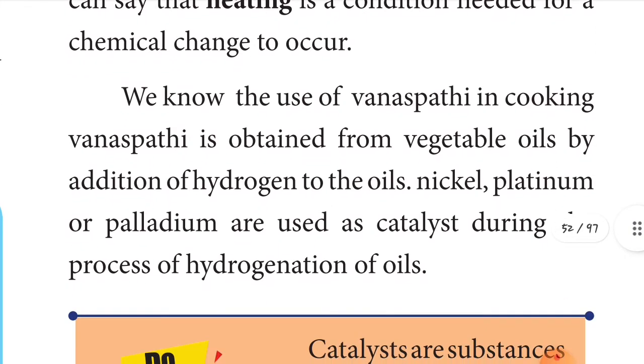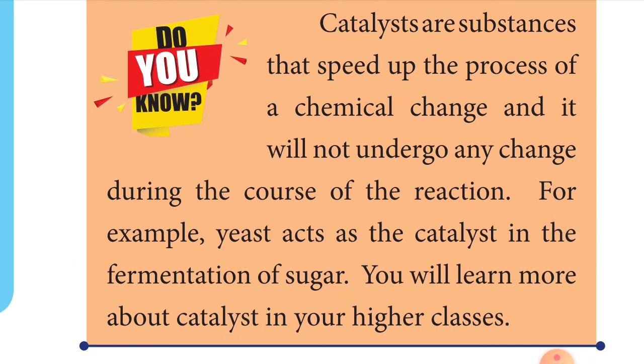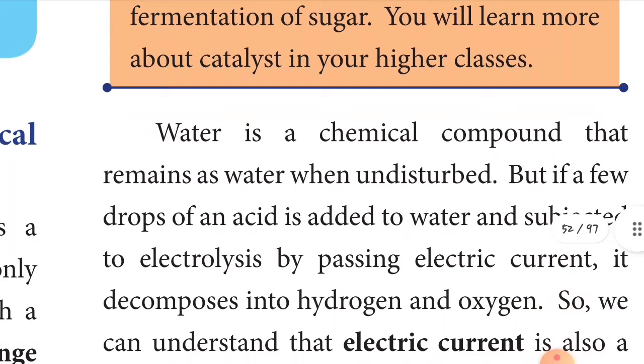We know the use of vanaspati in cooking, children. Vanaspati is obtained from vegetable oils by the addition of hydrogen to the oil. Nickel, platinum or palladium are used as catalysts during the process of hydrogenation of oils. A catalyst is a substance used to speed up the process of chemical change, and it does not undergo any change during the course of the reaction. For example, yeast acts as a catalyst in the fermentation of sugar. You will learn more about catalysts in your higher classes, children.